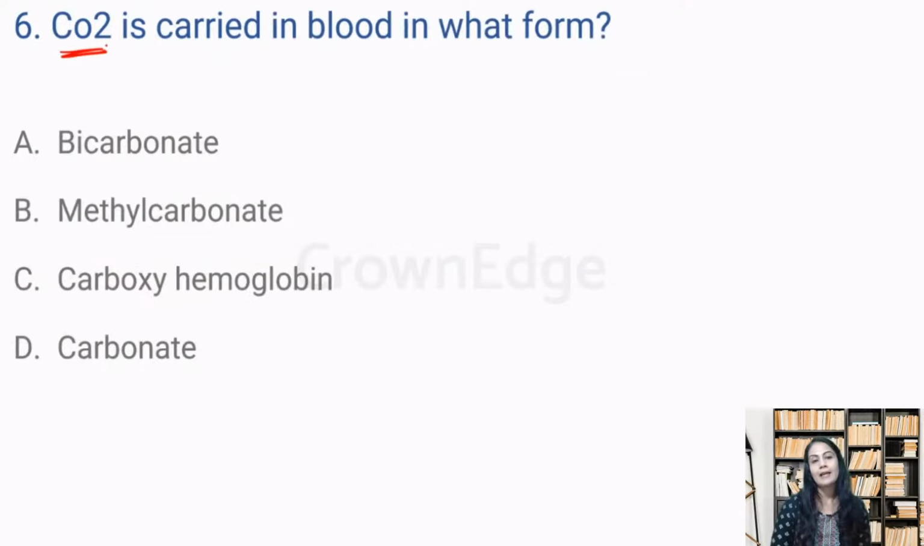Carbon dioxide is carried in the blood in what format? Remember, carbon dioxide is carried in three formats. What are those three formats? First of all, the dissolved format. From the tissue, some directly goes into the blood without binding to anything, and swims towards your lung. How much is it? It is only 10%. Remember, only and only 10%.